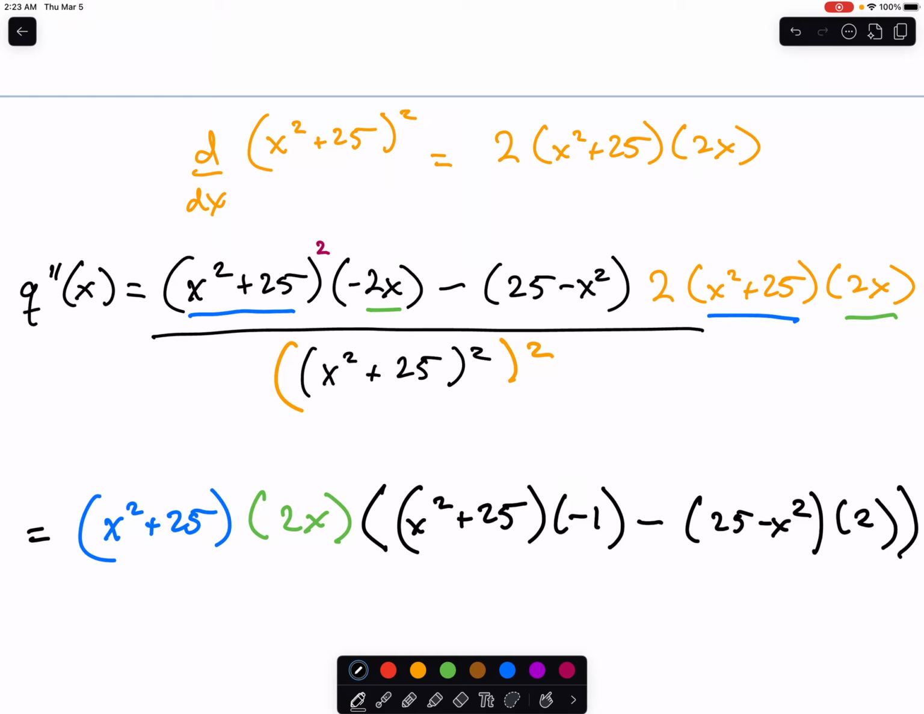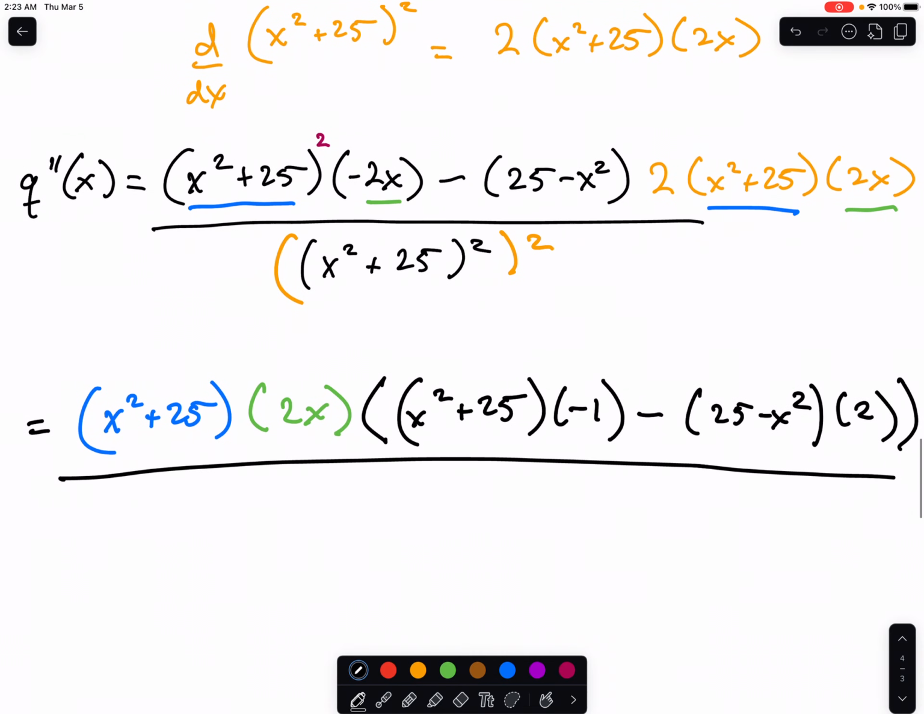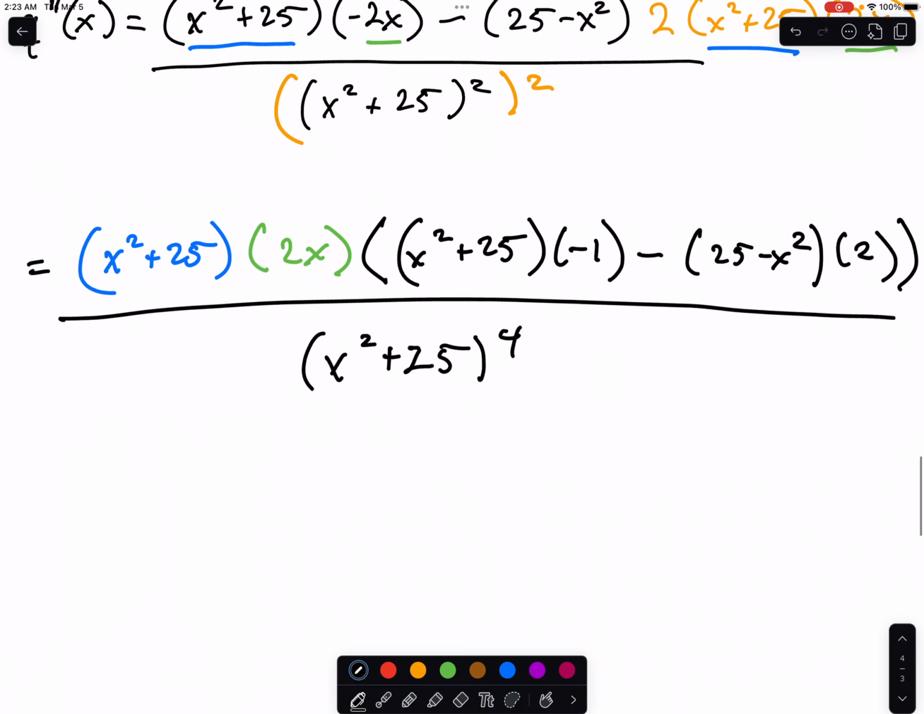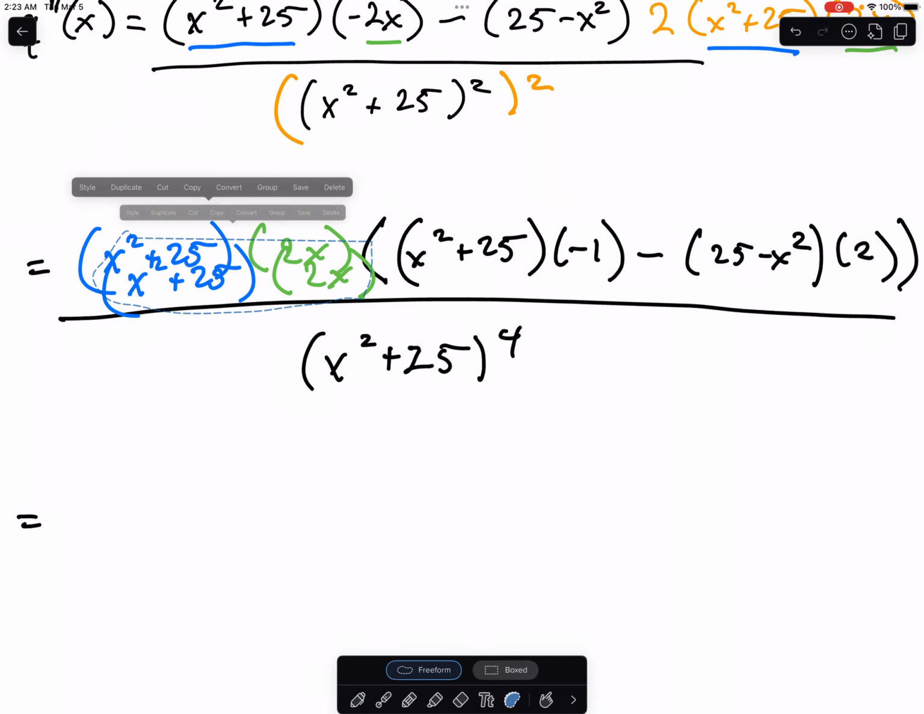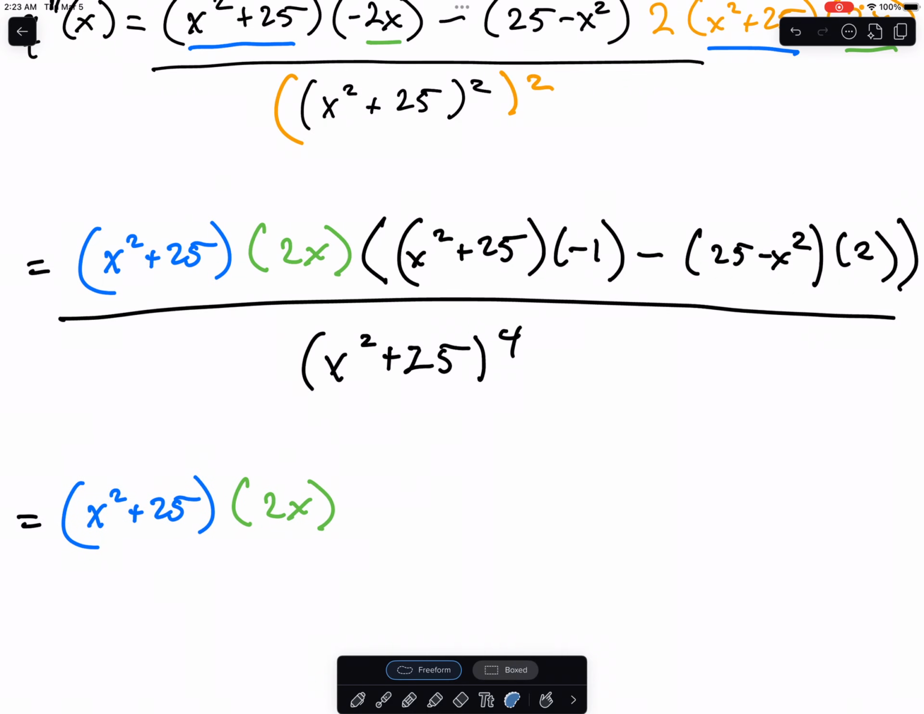Okay. And then all over, I'm going to leave it as x²+25 to the power of 4. Okay. All right. So the blue and the green are going to persist. I'm just going to bring those guys down. Matter of fact, I'll just duplicate them. Okay. We're just going to let those be. And we're going to simplify the part in black to the right. So let's see. We'll have a -x² minus 25. Okay. We're distributing a -2, so that's going to become a -50 plus 2x².